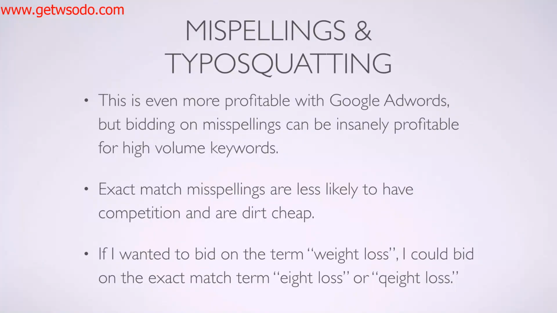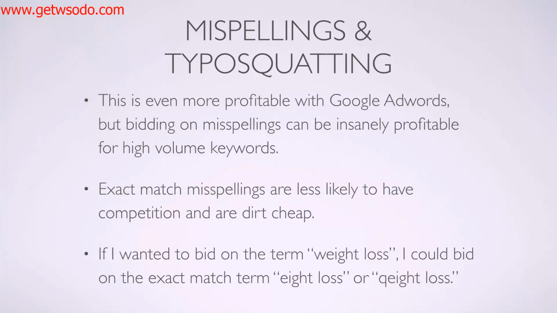And I was asking him how he was able to get such a highly profitable ROI with pay-per-call, which is typically a very low margin vertical or niche to be in for CPA marketing. And he explained to me that he was doing typo squatting. So essentially what typo squatting is, it's intentionally bidding on exact match for misspelled phrases that people will type in. So for example, if I wanted to bid on the term weight loss, instead of paying $8 to $9 to $10 a click, I could bid on the exact match term 8 loss or quate loss.